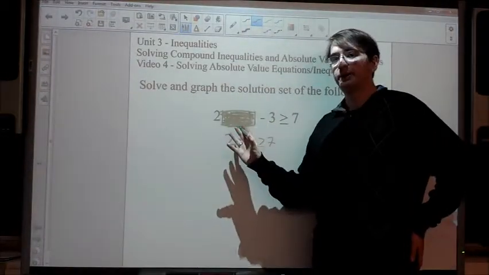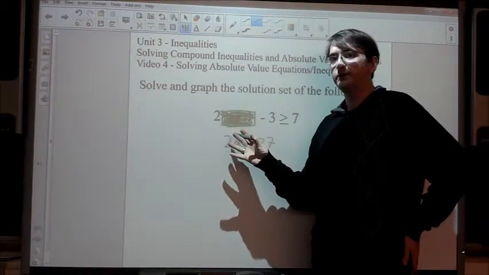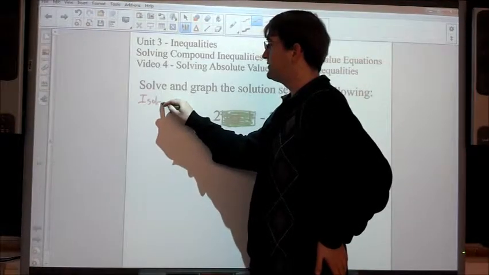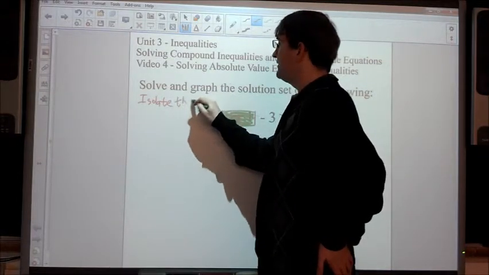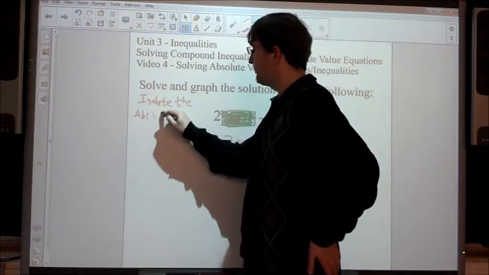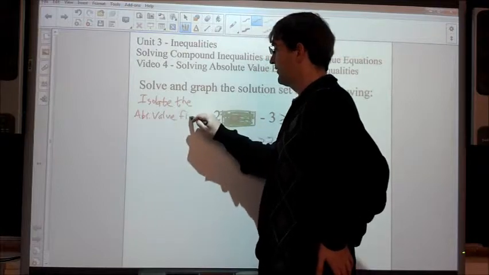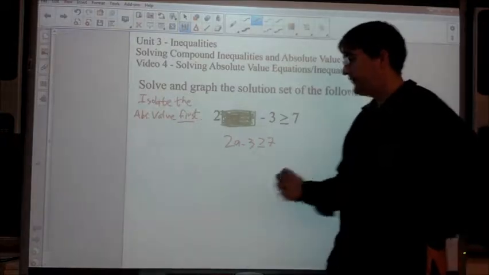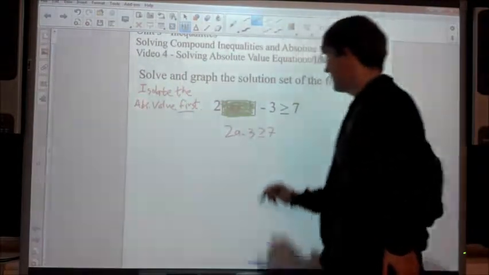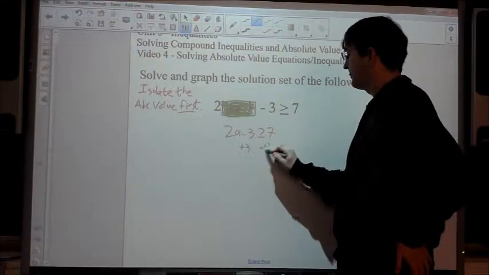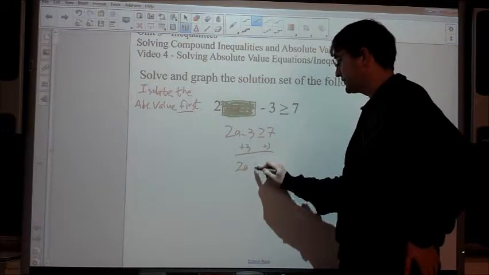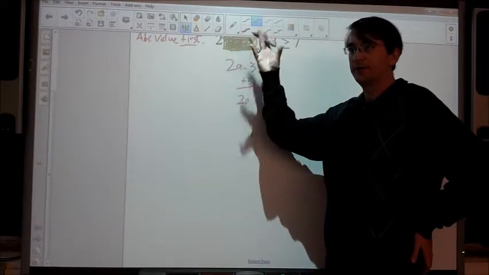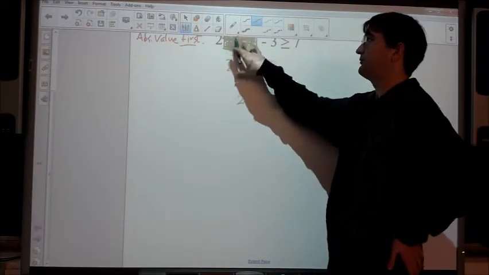It doesn't matter what's inside the absolute value inequality. We have to isolate the absolute value first. Before we can do anything else, we have to isolate the absolute value. And so I'm going to treat this like it was a regular equation. I'm going to add the 3. I get 2a is greater than or equal to 10. You don't need to actually do this. I'm doing this for illustrative purposes. You don't actually have to replace it with an a.